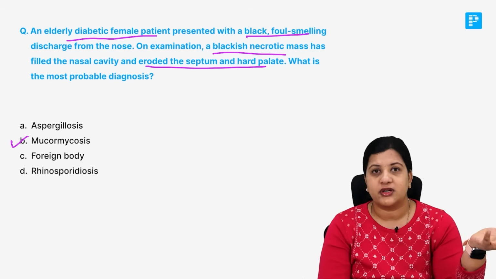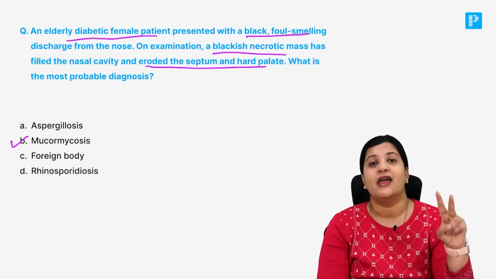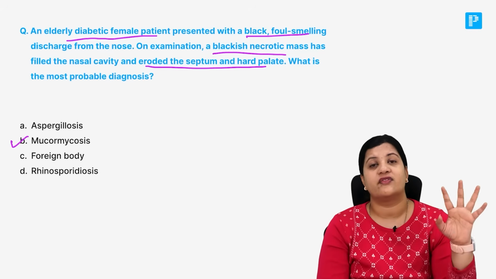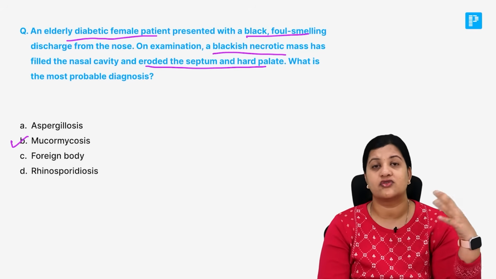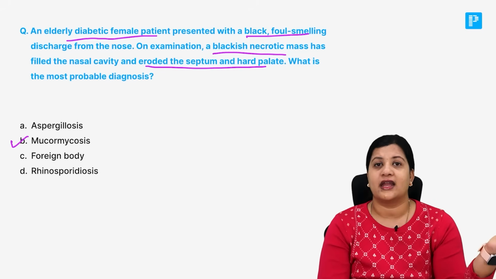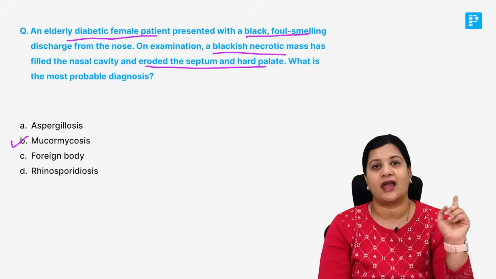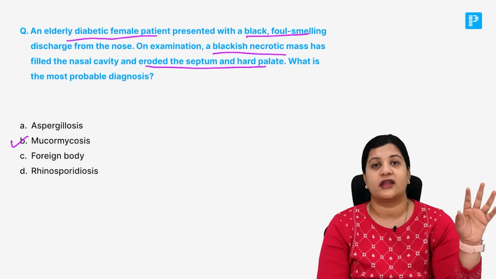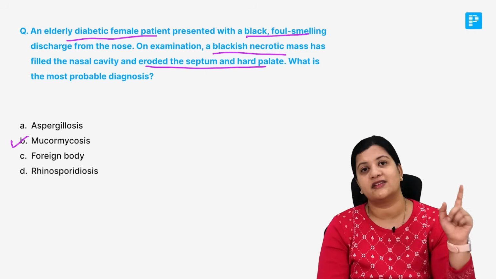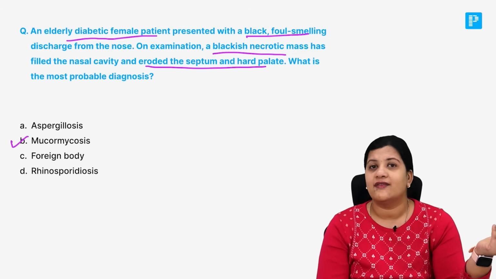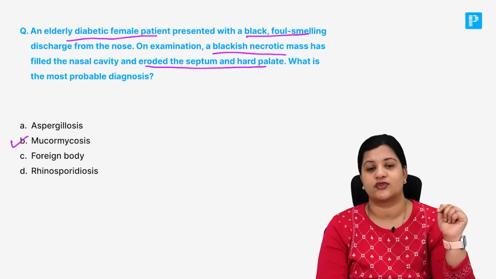Now, why not aspergillosis? Aspergillosis can be of two types, invasive and non-invasive. But the invasive aspergillosis will again not present to you with a blackish necrotic mass. Aspergillus is known for its green color. And second thing, the commonest entity between the two of them is going to be mucor and not aspergillus. So that is why we are going to take it as mucor over aspergillus, and especially if it is immunocompromised, it's mucor. Usually in non-invasive fungal sinusitis, we see that it is aspergillus that is most common.